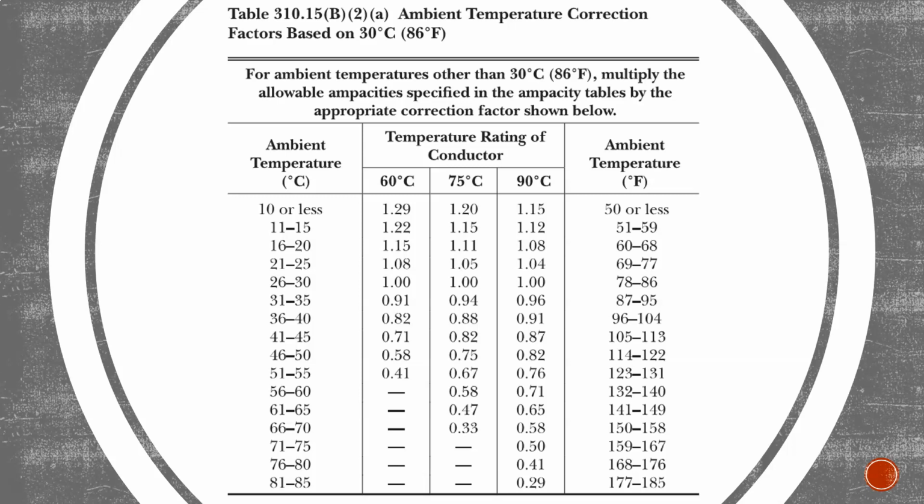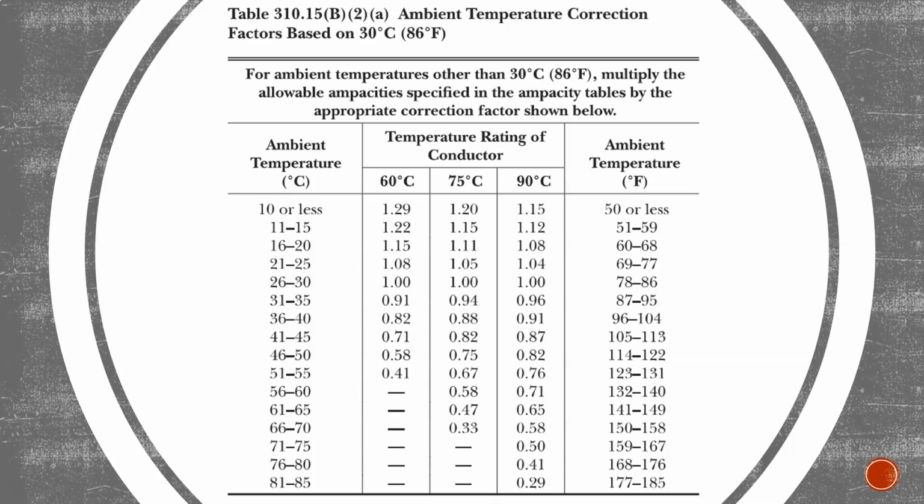And at the top of this table, it tells us for ambient temperatures other than 86 degrees Fahrenheit, multiply the allowable ampacity specified in the ampacity tables by the appropriate correction factor shown below. So on the left-hand column here, we have ambient temperature in Celsius, and on the right-hand side, we have ambient temperature in Fahrenheit. And then we have temperature rating of the conductor, and we have our 60 degrees Celsius, 75 degrees Celsius, and our 90 degrees Celsius.